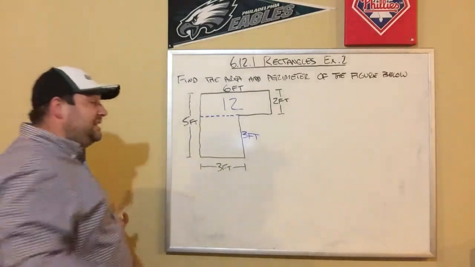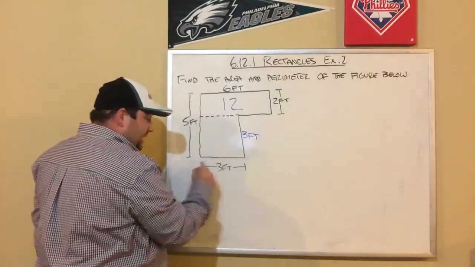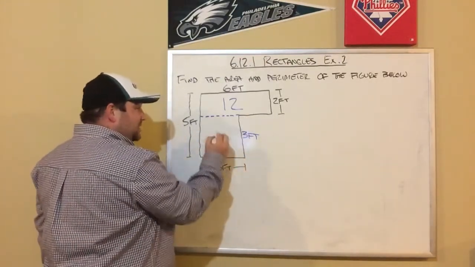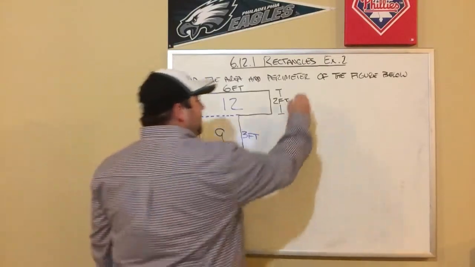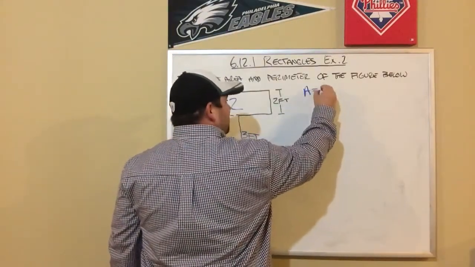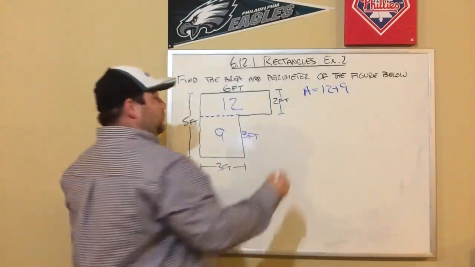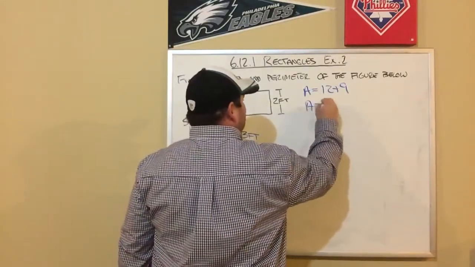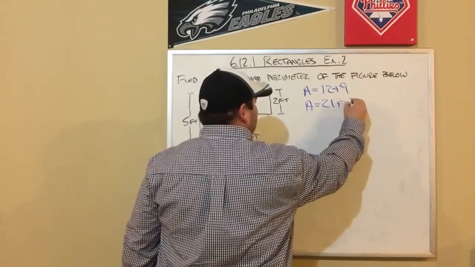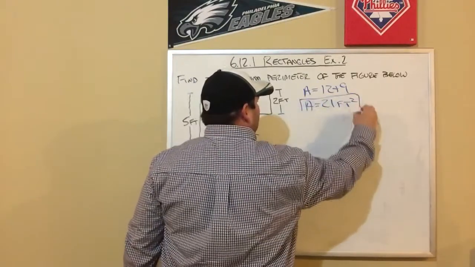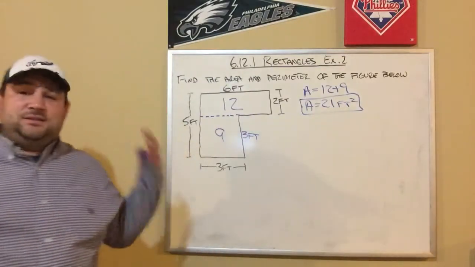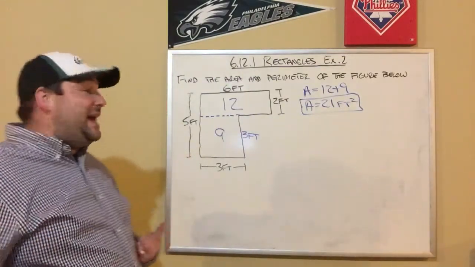And now I can find the area of this bottom rectangle here, because the length is 3, the width is 3, 3 times 3, it's 9. So my area is just going to be 12 plus 9. I'm going to add my 2 rectangles together, and I get 21. So my area is 21. Remember, we label it squared, so feet squared. Area's done. Perimeter, I just need to add up all the sides.